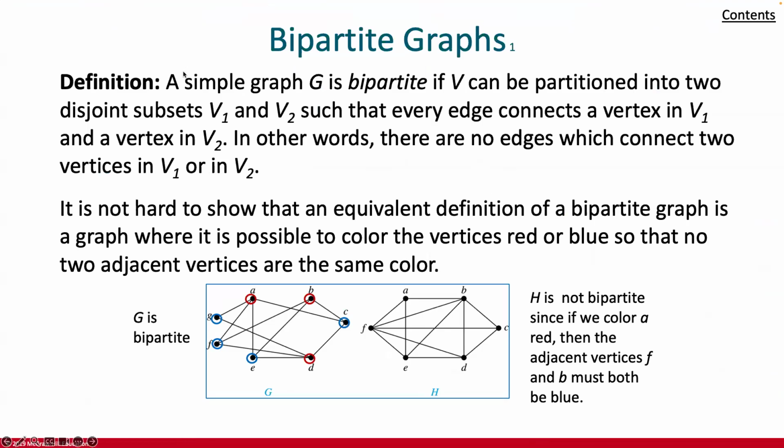Okay, what about bipartite graphs? A simple graph G is bipartite if V can be partitioned into two disjoint subsets, V1 and V2, such that every edge connects a vertex in V1 and a vertex in V2. In other words, there are no edges which connect two vertices in V1 or two vertices in V2. So it's not hard to show an equivalent definition of a bipartite graph is a graph where it is possible to color the vertices red or blue so that no two adjacent vertices are the same color.